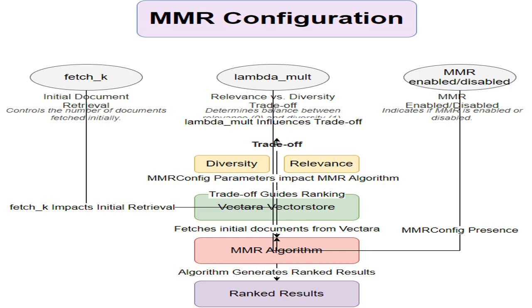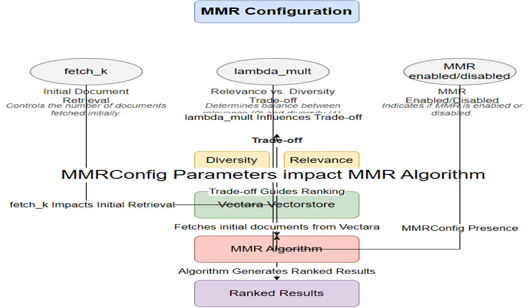Maximal marginal relevance configuration refers to the settings and parameters that control how the MMR algorithm functions within the Vectara vector store. It's not a binary on/off switch, but rather a set of configurable options. MMRConfig holds parameters like fetch_k and lambda_mult.